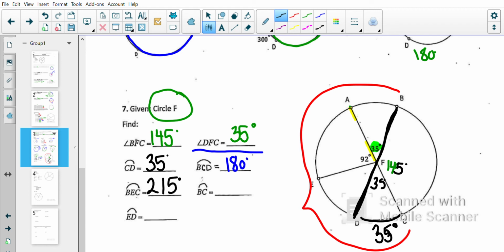Now we want to find arc BC. Well, we already know arc BC is going to be the same as the central angle it eats. So here's our arc. Which central angle does it eat? The 145. So we know arc BC is 145 degrees.